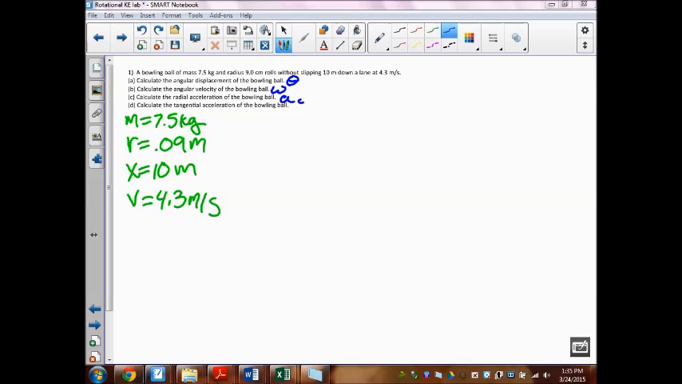Angular displacement, that's going to be theta. Angular velocity, that will be omega. Radial acceleration is the same thing as centripetal acceleration, that's AC. And then finally, tangential acceleration is just A, that's linear acceleration. You might want to make a note to yourself that AC and AR mean the same thing.